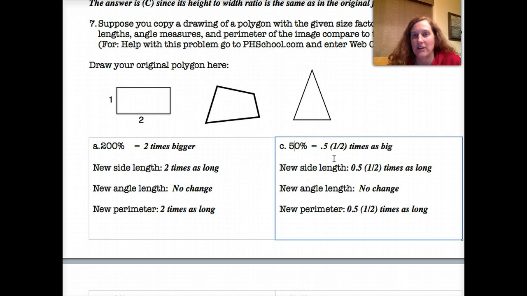If I put in a copy factor of 50%, that's 1/2 as big. So that means if I have something that's 1 by 2, then it's going to be 1/2 by 1. So your new side lengths are going to be half as big as they were. No matter what you have, a triangle or rectangle, if you're 50%, then side lengths are going to be half as long. Again, your angles stay the same because your shape's not changing. And your perimeter is going to be half as long again because your side lengths are half as long.